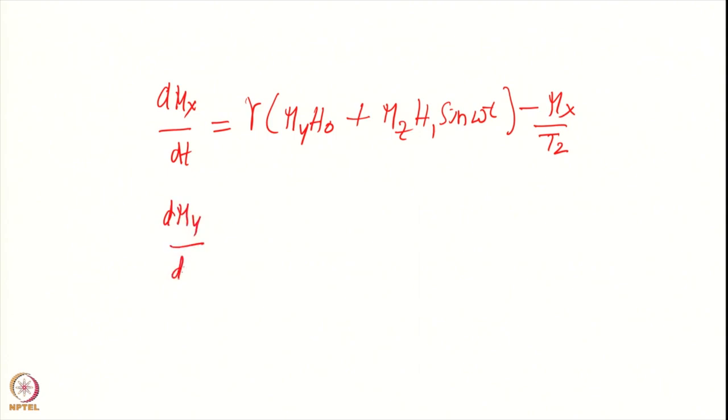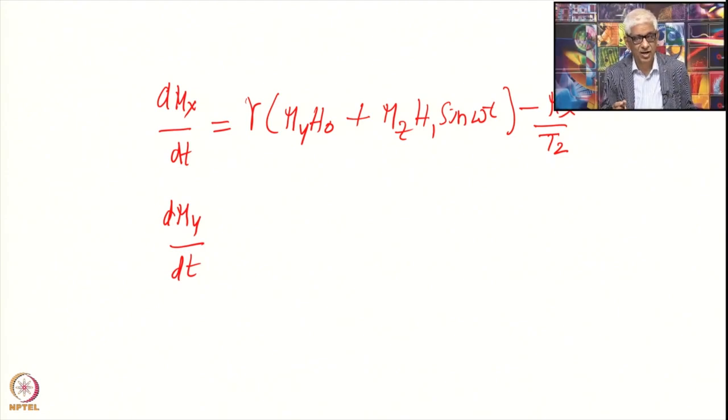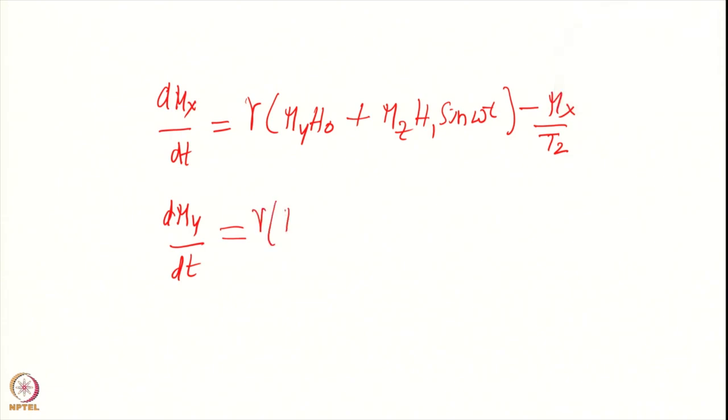dMy by dt is the rate of change of the y component of the magnetization, because remember these are time dependent phenomena, because of the RF which is time dependent, and the relaxation also changes the magnetization in a time dependent manner. Therefore, all of these equations will have time dependence. So this is gamma times Mz H1 cosine omega t, minus Mx H0, minus My by T2. And obviously these Mx and My components are the transverse components, therefore they depend upon the transverse relaxation time T2.